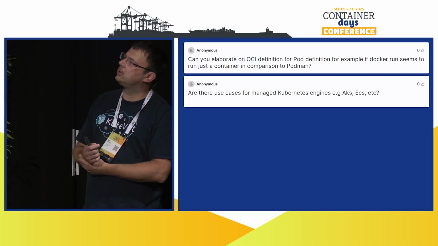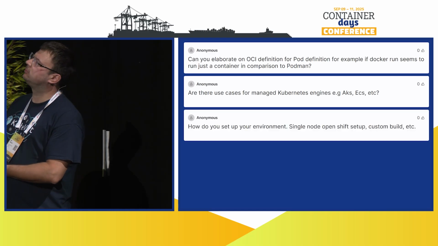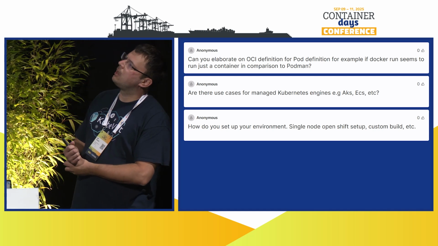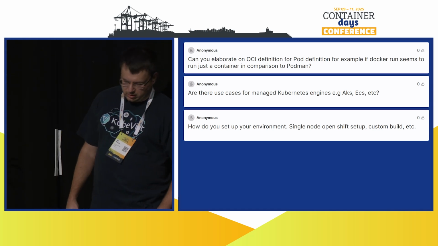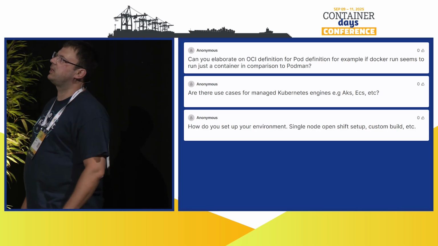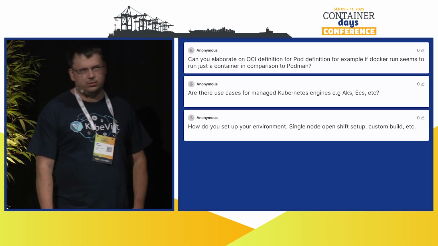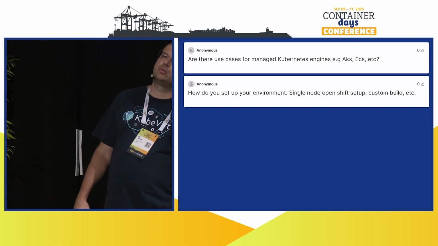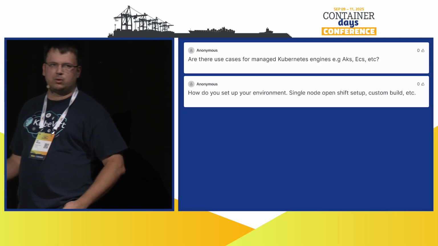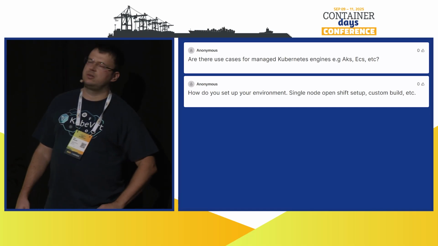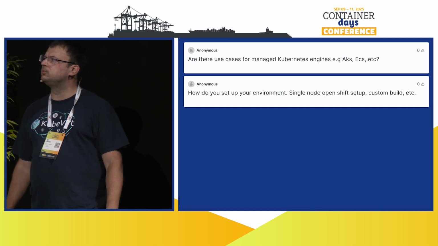The next question would be, are there use cases for managed Kubernetes engines like AKS, ECS, etc.? I think that in managed Kubernetes engines, you don't have the ability to use OCI hooks. Moreover, I think these engines themselves are using these hooks in order to log some host-oriented information in the pre-start or post-stop levels. I don't think you have this level of control on managed Kubernetes in the cloud.